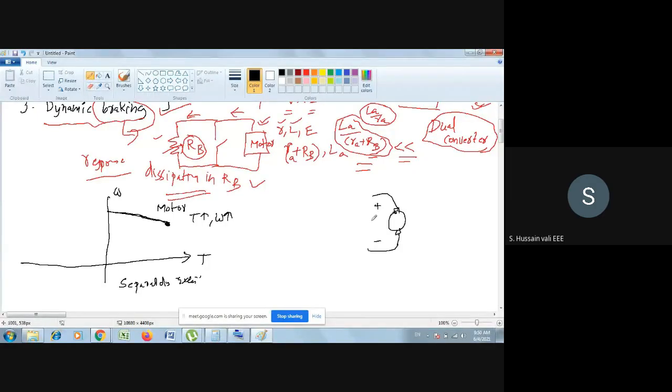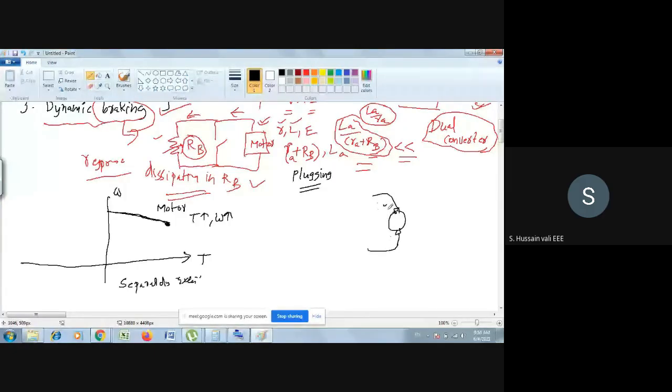Then you apply the braking. For example, if the braking method is plugging, the procedure you follow is that you reverse these terminals, and at the same time you connect a resistor in between. So first you reverse that. When you reverse this, what will happen now? Earlier it was plus minus.